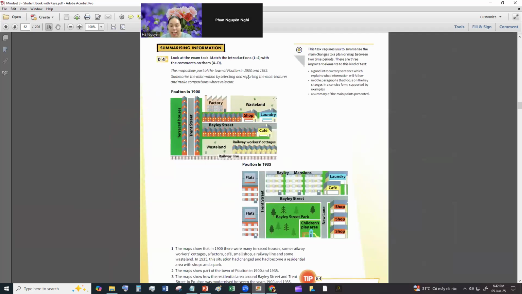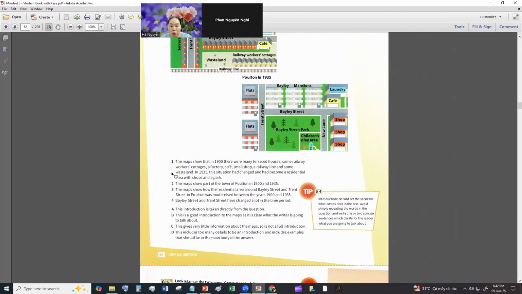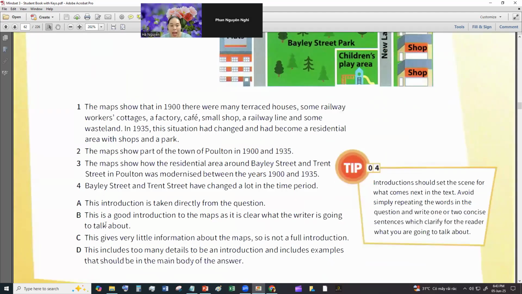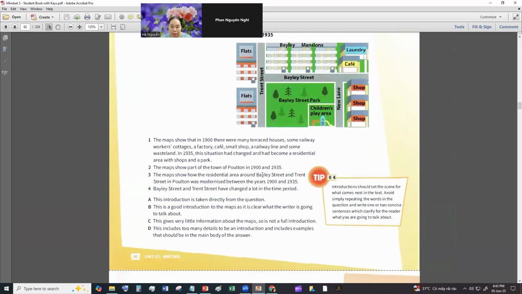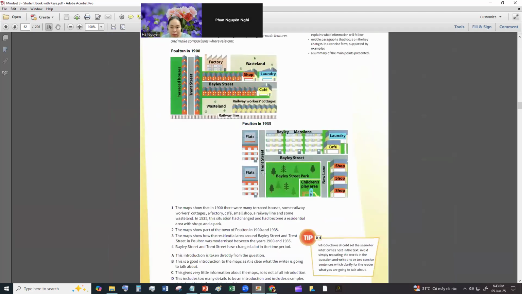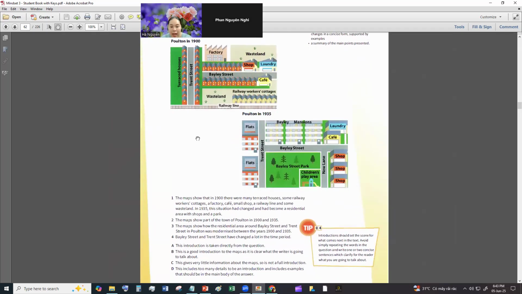So your task is to look at the introductions 1, 2, 3, 4 and match them with the comments A, B, C, D, right? So I will leave both the maps and the four introductions and the comments, and your task is to match the introductions with the comments, okay? So spend some time to match them, and when you finish, we can discuss.